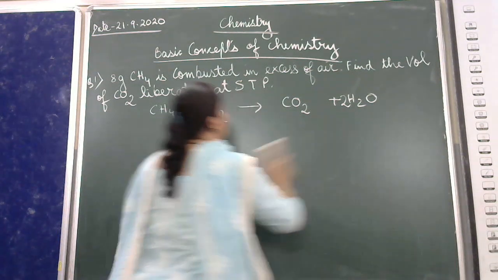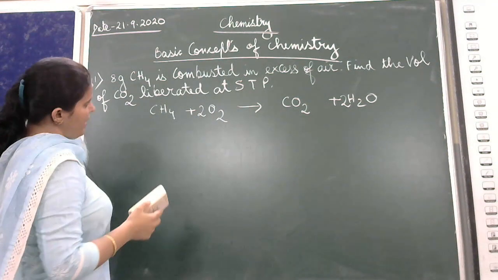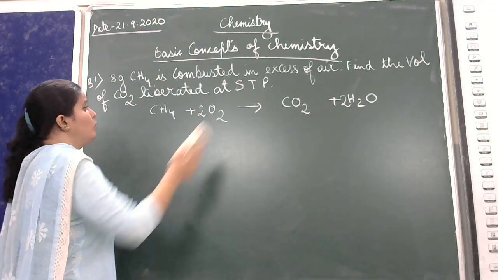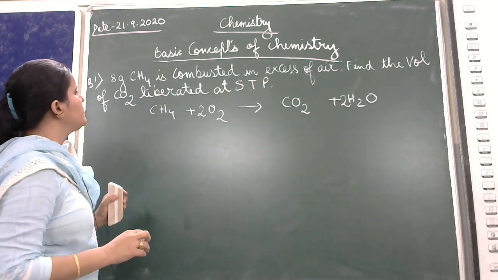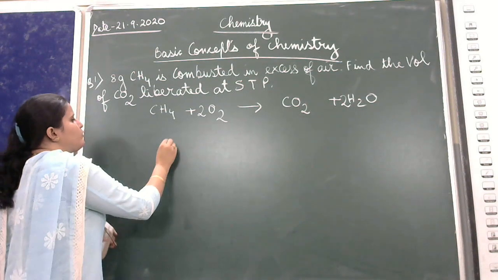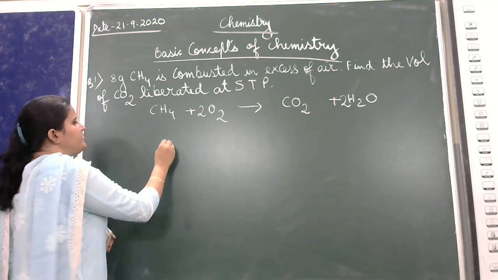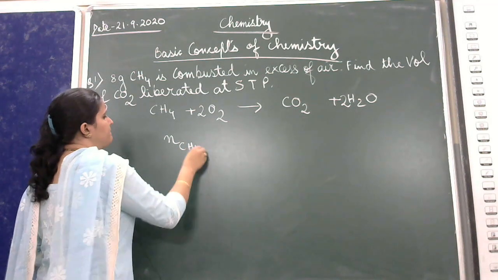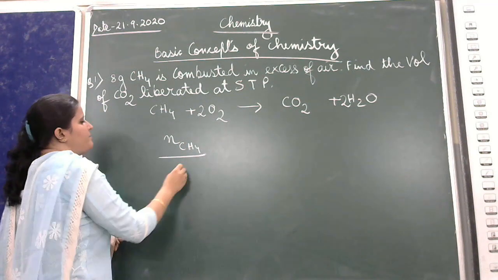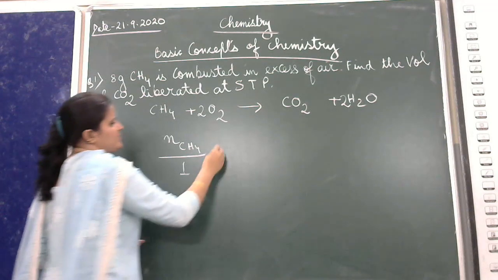What we are going to do next is find out the volume of CO2. So see, here the first thing I am going to do is write the formula which we are going to use: moles of methane divided by its stoichiometric coefficient, that is 1.